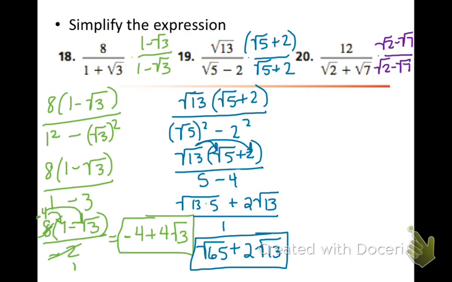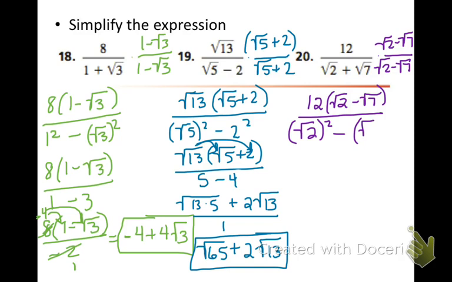Okay, so I will get 12 times square root of 2 minus the square root of 7. I will get the square root of 2 squared minus square root of 7 squared.